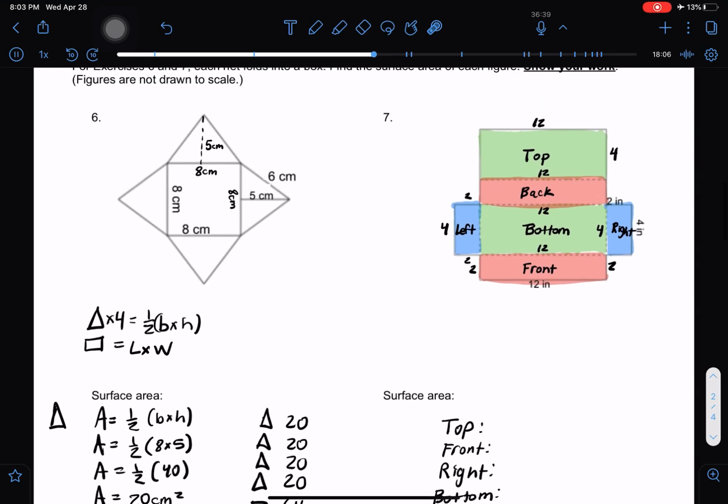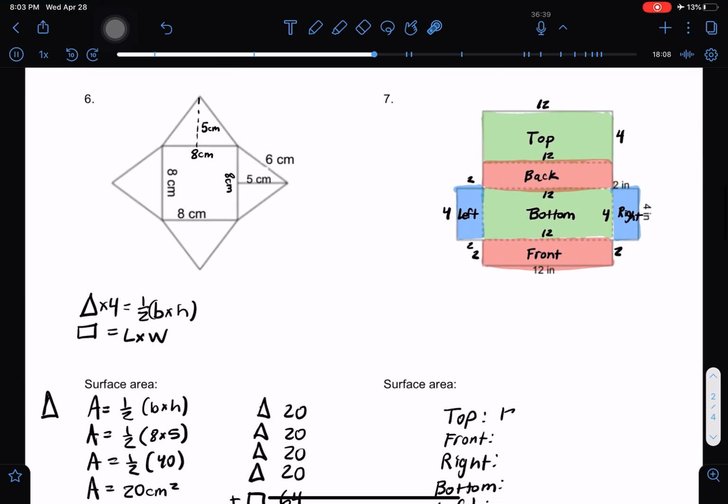So now that we have most of our rectangles labeled, we can go ahead and say that we are going to multiply 12 times 4 for our top, giving us an answer of 48 square inches. Our front is a 12 by 2, giving us an area of 24 square inches, and our right is a 2 by 4, which gives us an area of 8 square inches.